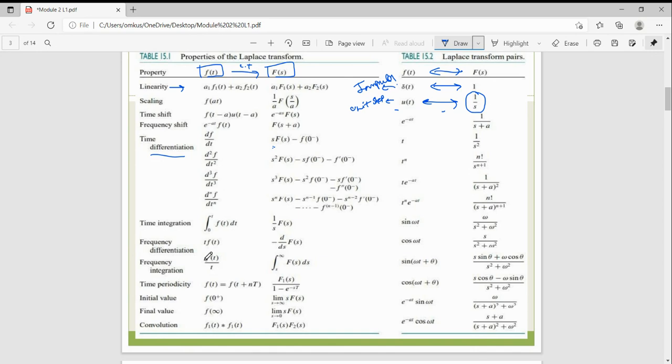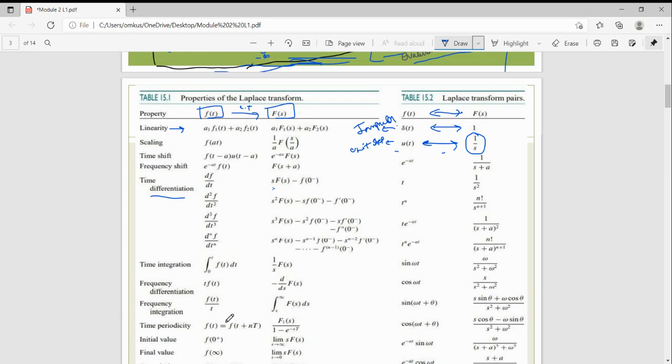So this is all the function that is given to you. You can read it out, and both are bilinear. Okay. So if the Laplace transform of u of t is 1 by s, then the inverse Laplace transform of this 1 by s is nothing but your u of t.